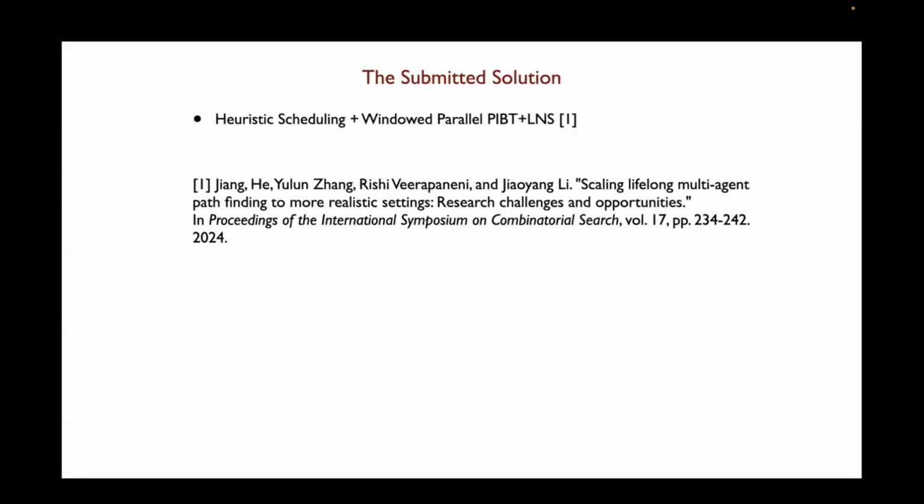In terms of the solution we submitted, we were trying, but in the end we didn't get time to make the RL method work well. So the solution we submitted is very similar to the No Man's Sky solution, the first team. We are using the window parallel PIBT plus LNS, the best solution from the previous year, for pathfinding. And for the scheduling part, we are using something very similar to the No Man's Sky solution, which is a global greedy algorithm with a little bit of heuristics.